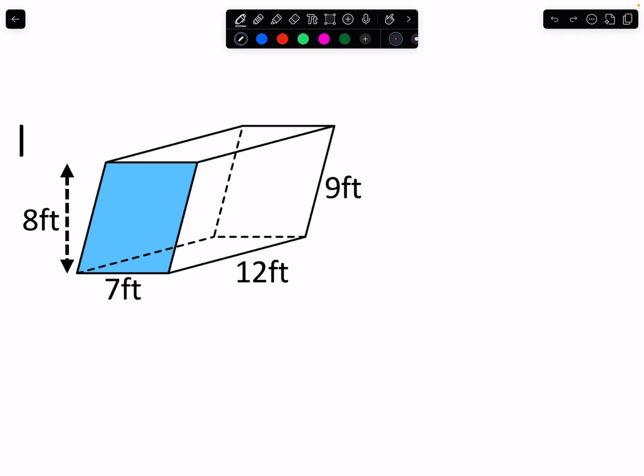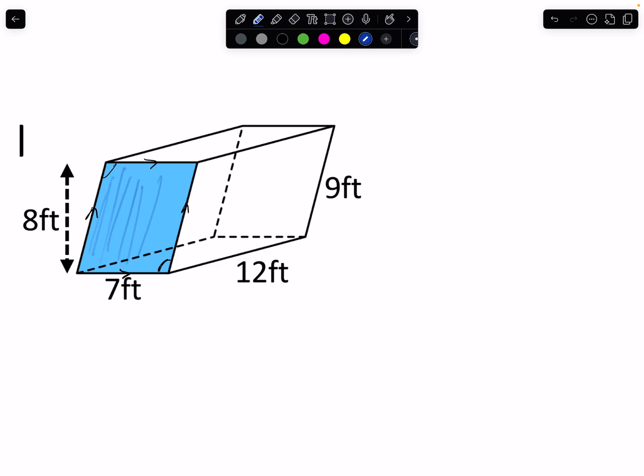This face is a parallelogram because these here run parallel and these here run parallel, but it's not a rectangle because it is slanted. These internal angles are not 90 degrees, right? So it can't be a rectangle. Now, how do you find the area of a parallelogram? Well, actually, first, step back.